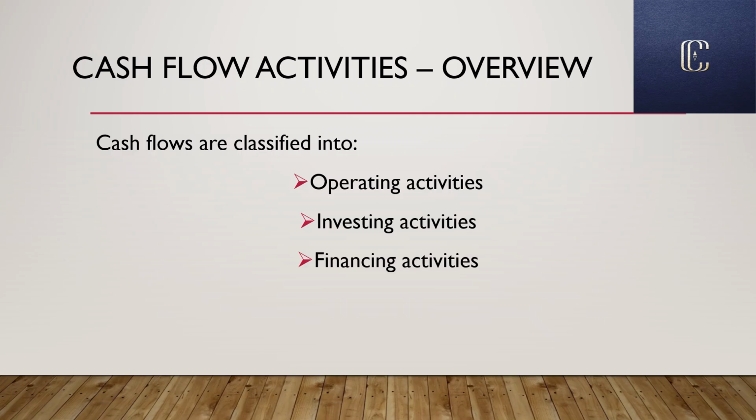For example, a school collects fees, that is operating inflow. A shop pays rent, that is operating outflow. This shows whether the core business is healthy. A good business must generate positive cash flow from operating activities. The investing activity is related to buying and selling long-term assets. This shows whether the company is expanding or shrinking.